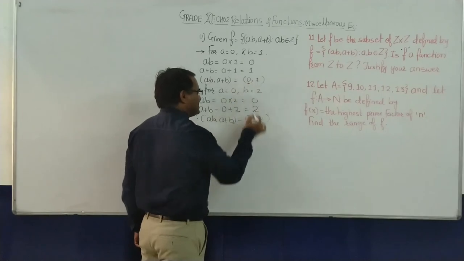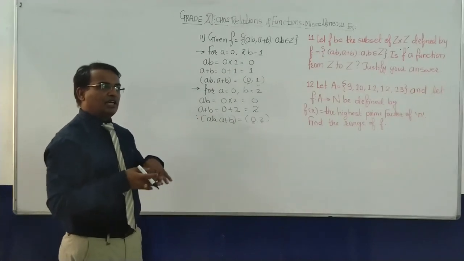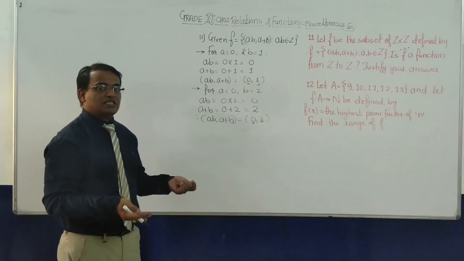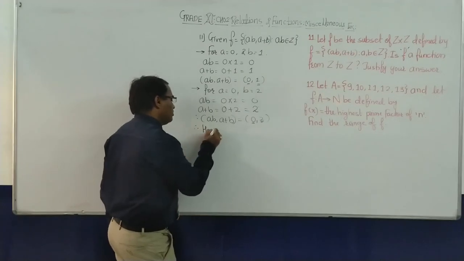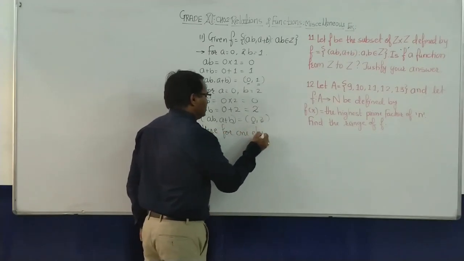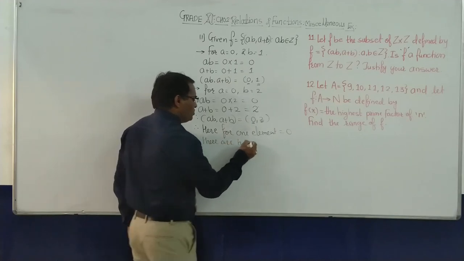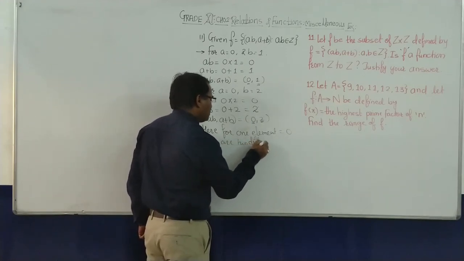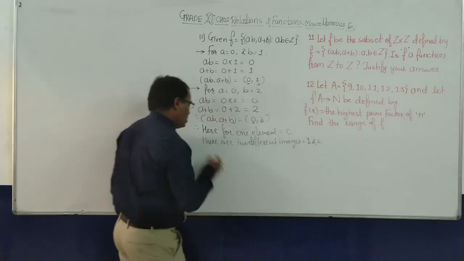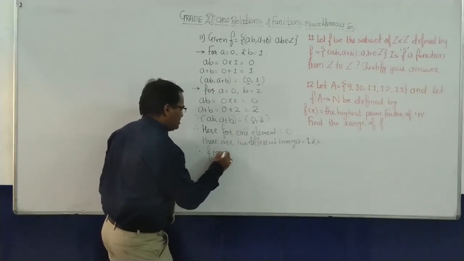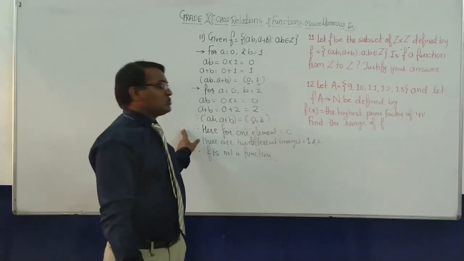Now, what are you getting? For x equals 0, f of x is 1, and f of x is also 2. It means for one element there are two different images. In such a situation, can one element have two different images? No. Therefore, for the element 0 there are two different images, one is 1 and the second is 2. Therefore, f is not a function. So we have explained why f is not a function.